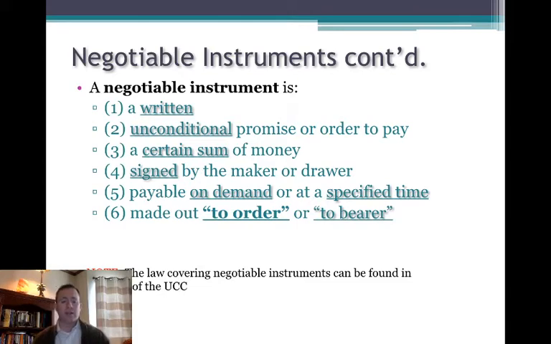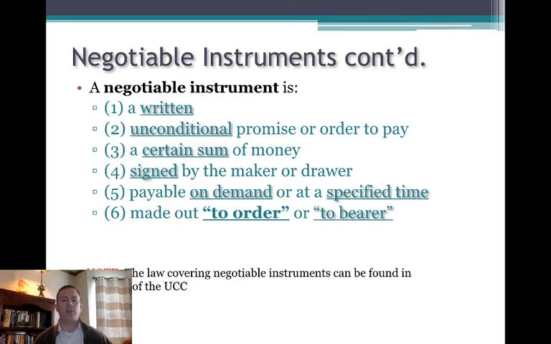Here are the elements that define what makes an instrument negotiable. And just as a side note, in the last chapter we were talking about the Uniform Commercial Code, specifically Article 2. I mentioned that there are many articles that deal with different sections. This is also covered by the Uniform Commercial Code, specifically Article 3, and it tells us how to define what a negotiable instrument is and what makes it negotiable.